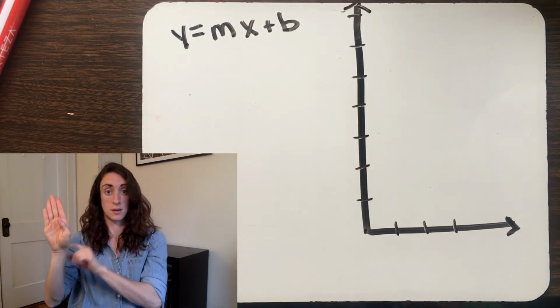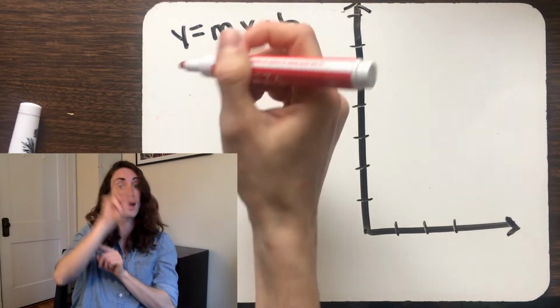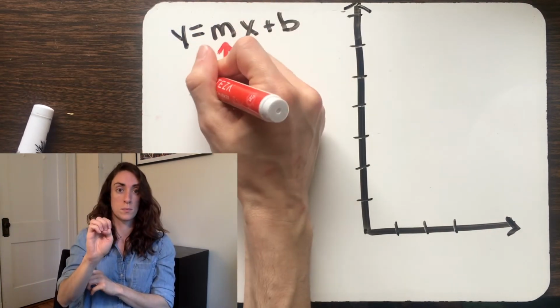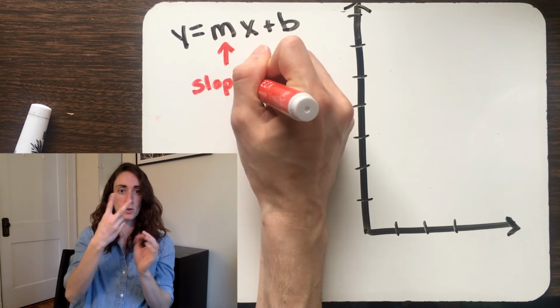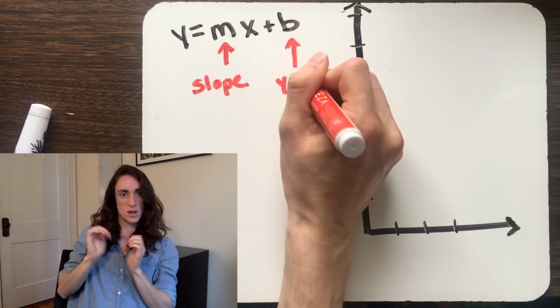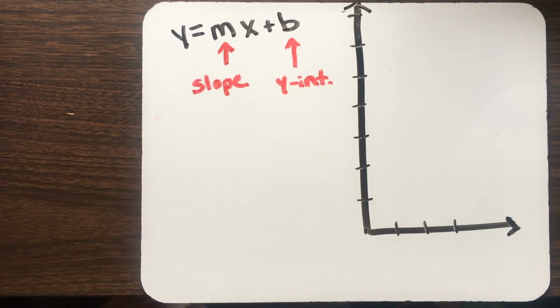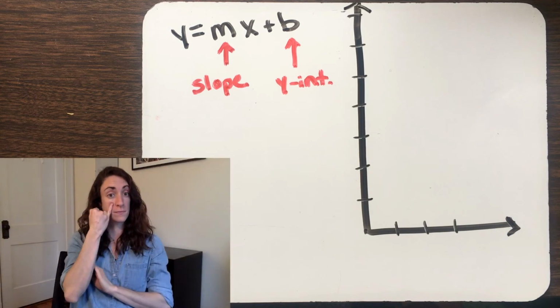So when we have this general form of the equation, y equals mx plus b, which is called slope-intercept form, we've got these two values that tell us some information about the graph, m and b. M is the slope, and b is the y-intercept, and they let us know what the graph will look like.